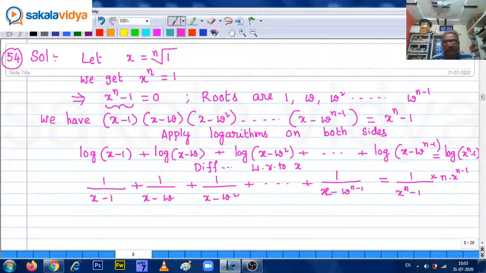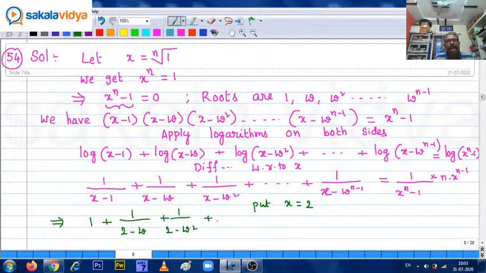2 minus omega to the power of n minus 1. Put x is equal to 2. Having substituted x for 2, what do we get now? 1 upon 2 minus 1 is 1, 1 plus 1 upon 2 minus 2 omega plus 1 upon 2 minus 2 omega square plus so on, up to 1 upon 2 minus omega to the power of n minus 1, is equal to n times 2 to the power of n minus 1 upon 2 to the power of n minus 1.